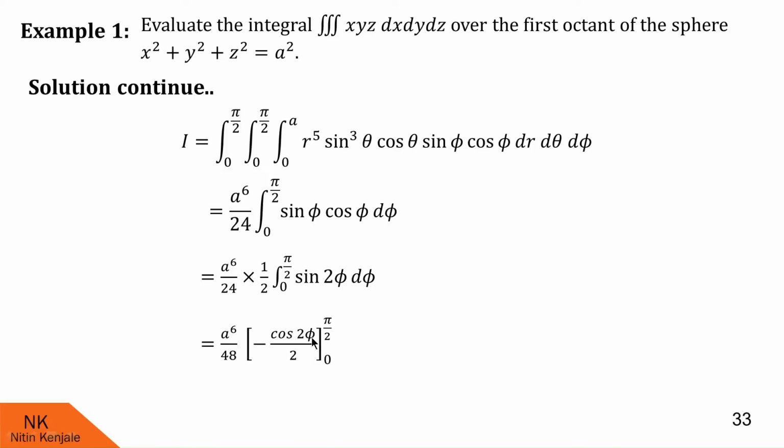Now let us substitute these limits in phi. When we put pi by 2 in phi, we get cos 2 pi by 2, that is cos pi, but cos pi is minus 1. So we write minus 1 after substituting the upper limit. I'm taking this minus sign out. Then let us substitute lower limit 0 in phi. We will get cos 0, and cos 0 is 1. So we get minus a raised to 6 upon 48 into minus 1 upon 2. Minus 1 minus 1 is minus 2. Minus 2 by 2 is minus 1. Minus into minus is plus. So we are left with a raised to 6 upon 48.